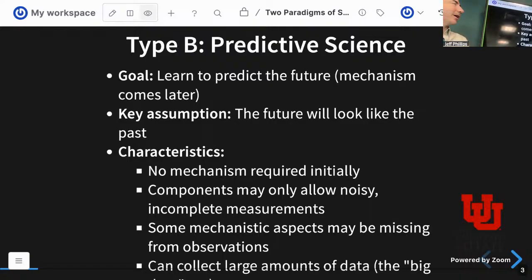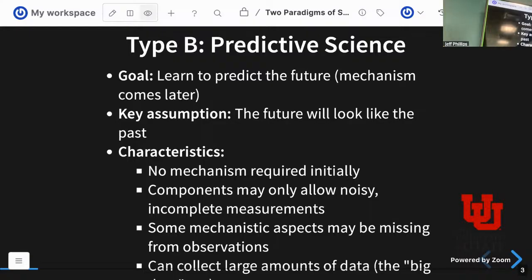So predicting the future is hard, but we're not trying to understand the mechanism that leads to that future. We're not trying to understand the laws of the universe in that way. We're just trying to predict what the future will be, and the key high-level assumption, we'll get deeper into these, is that the future will look like the past itself. So we can learn from what we've observed to predict what will happen in the future. We're not trying to learn a mechanism, at least not initially.